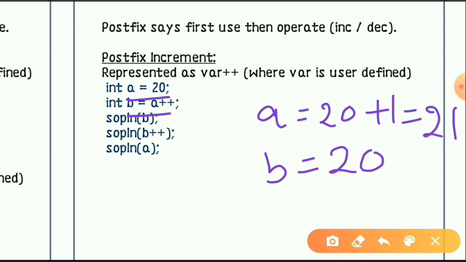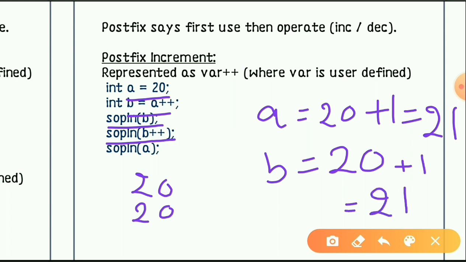So see, for this line SOPLN b, the value will be 20. Again for this line SOPLN b++, you have to increment the value, but firstly you have to use the variable, or you can say firstly you have to use a value, then afterwards you have to increment the value. So over here the value was 20, again the value 20 will be printed over here, and the value of b will be incremented by 1, so that when we are using again for the next iteration, if we are using this b, then this value will be used over there, but for now we are using only 21.